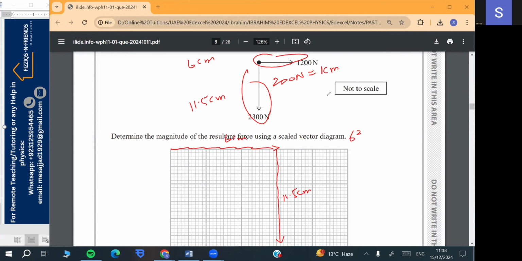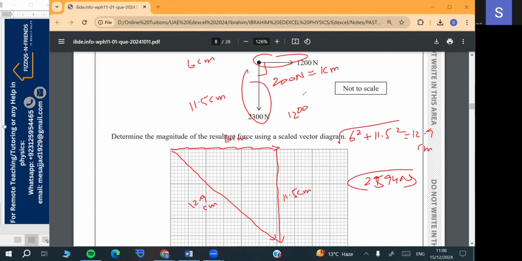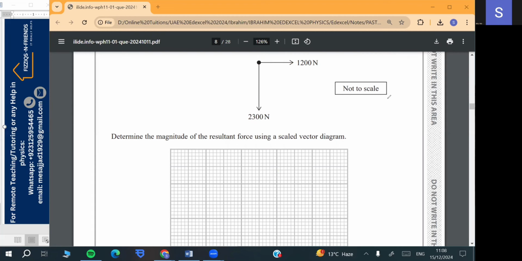Now, according to Pythagoras theorem, because these two are perpendicular to each other, the square root of 6 squared plus 11.5 squared equals 12.9 centimeters. So your resultant vector should be all the way here, and with your scale, you have to extend it up to 12.9 centimeters. This 12.9 centimeters will represent 2594 newtons, which is the resultant of the square root of 1200 squared plus 2300 squared, equal to 2594 newtons. It was an easy question, not that difficult.